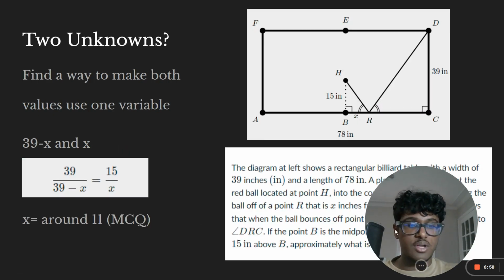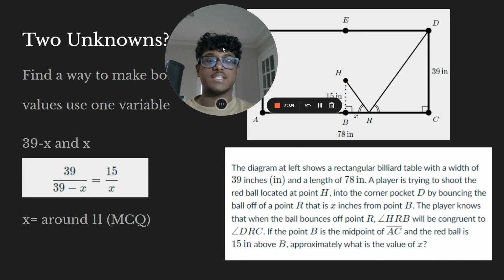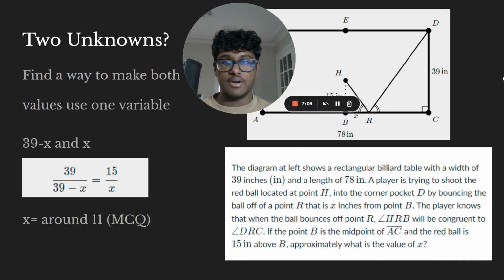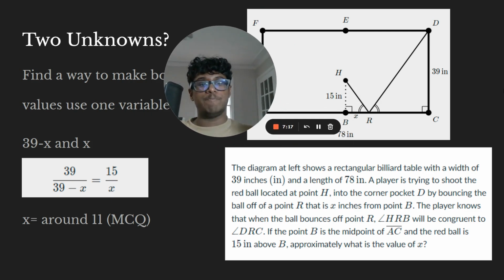Okay, two unknowns. Now pause to read the question here. It can get a bit complicated. It takes a while. All right, so what exactly are we solving for here, right? How do we begin to solve this question? Now, the main idea here is that we know that these two triangles, the HBR triangle and the DRC triangle, are equivalent, right? Because we know that the angles are the same. So we know that those two sides, they correlate, right?